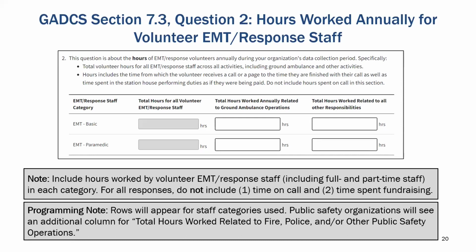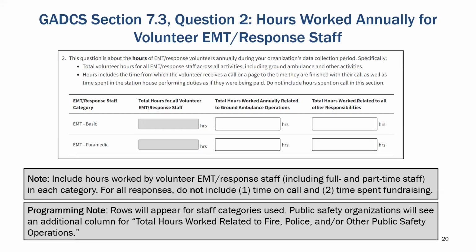On to section 7.3, question 2. In this question, for each category of EMT staff, you will be asked to report hours worked annually related to ground ambulance operations and, if applicable, hours worked annually related to fire, police, and other public safety duties. And finally, total hours worked related to all other responsibilities. For all responses, do not include time on call or time spent fundraising.